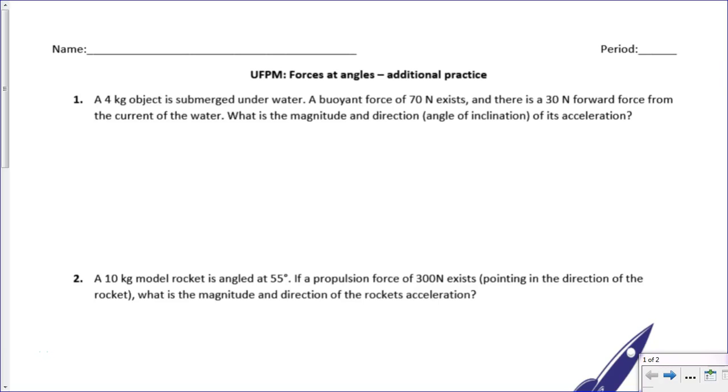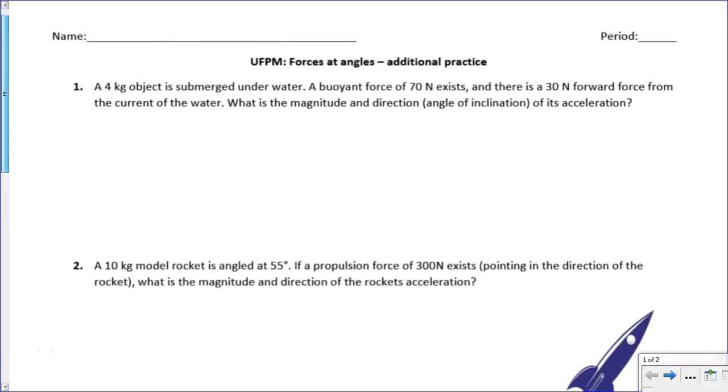Hello, this video includes some additional practice problems for forces at angles. If you have not already watched the original video with forces at angles, I recommend you go back and watch that, because there are some basic skills presented in that video which I won't be going over again as I approach these problems. So try and watch that one first if you can.